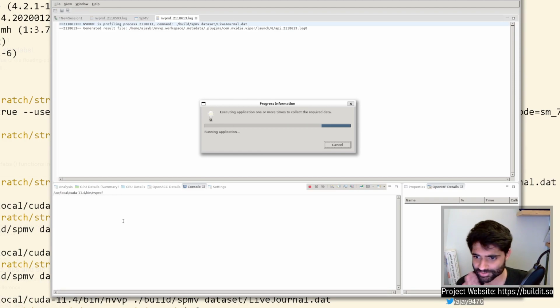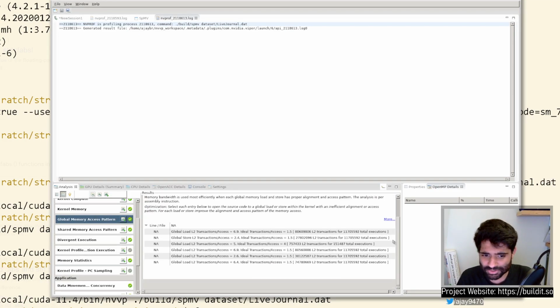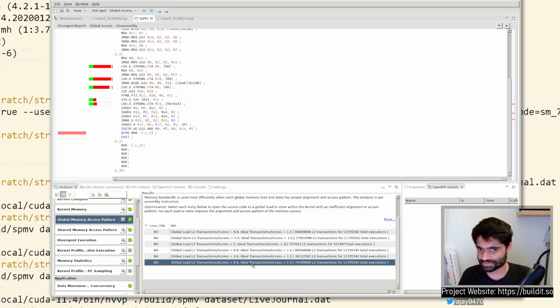The second reason, let's look at our global memory accesses. Let's see if those are good. We have a bunch of global memory accesses, and some of them are in the ideal range. This one has 5:4, so it says it should ideally be 4, but it's 5. That's not too bad. But for the other ones, we have 1.5 ideal accesses, but it's actually 6.4, which is really bad.